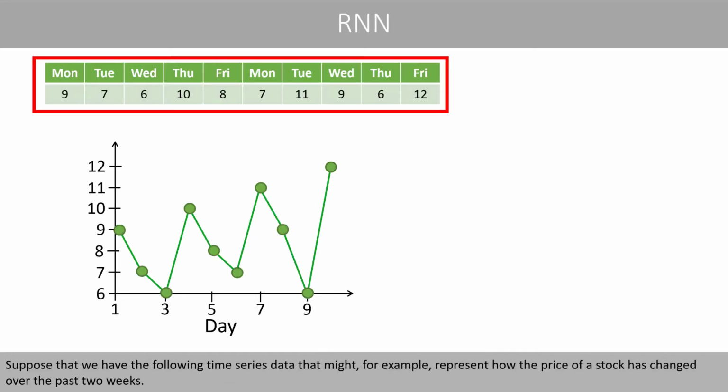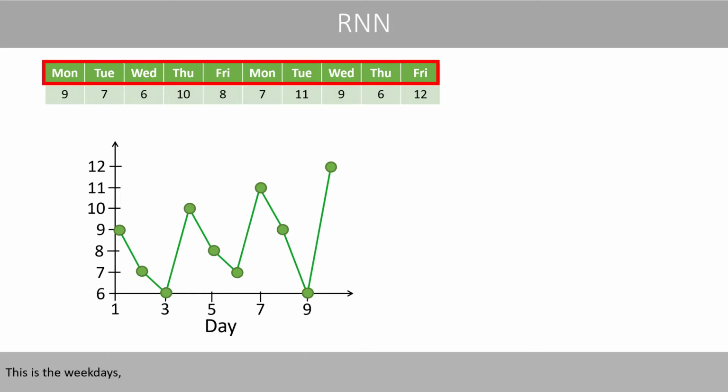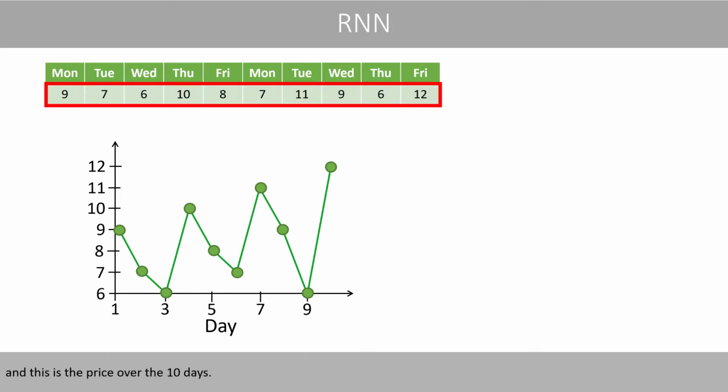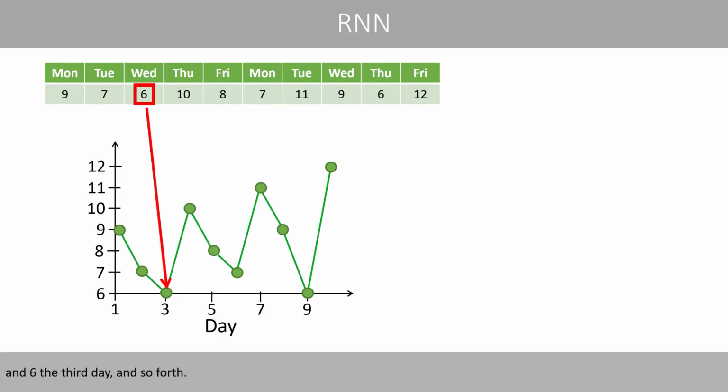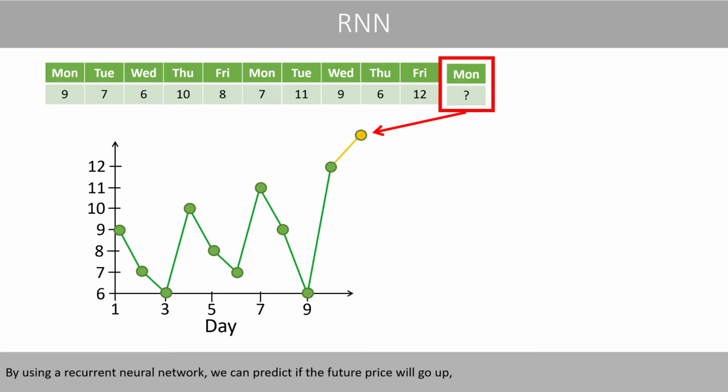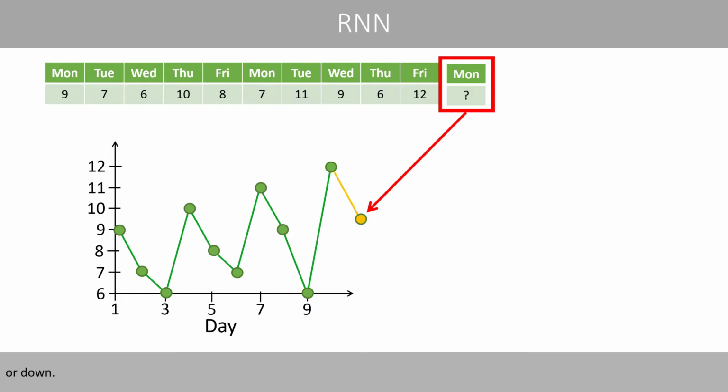Suppose that we have the following time series data that might, for example, represent how the price of a stock has changed over the past 2 weeks. This is the weekdays, and this is the price over the 10 days. For example, the price was $9 the first day, $7 the next day, and $6 the third day, and so forth. By using a recurrent neural network, we can predict if the future price will go up or down.